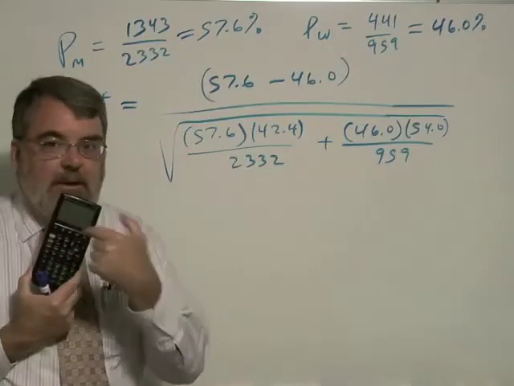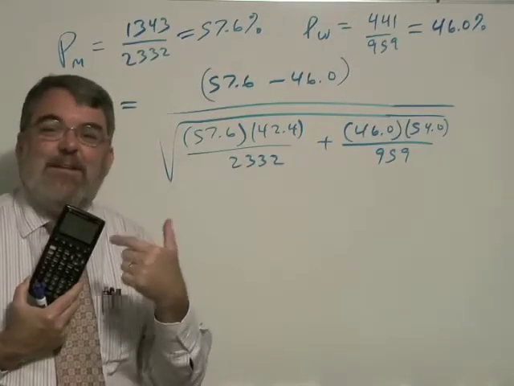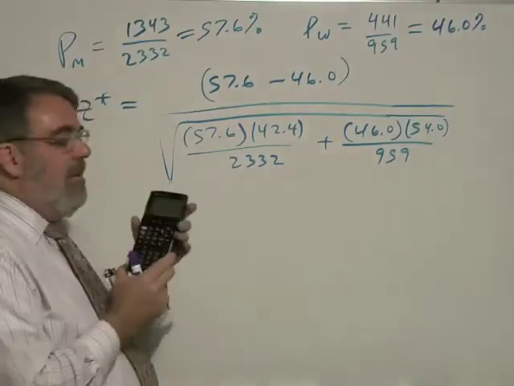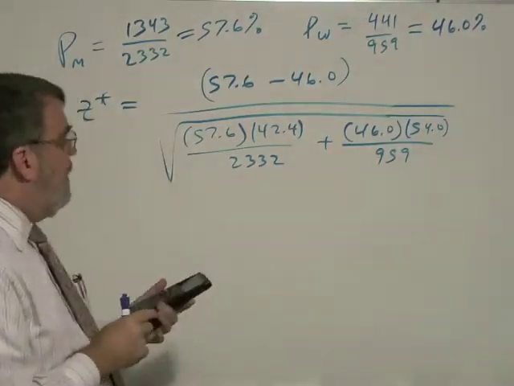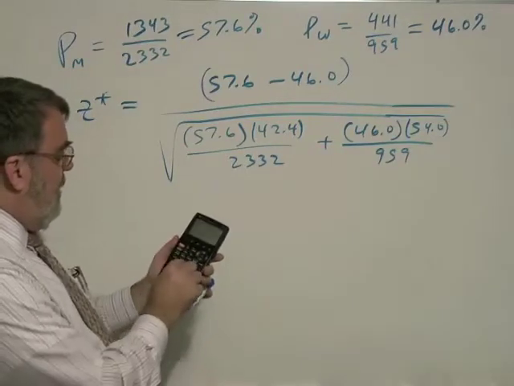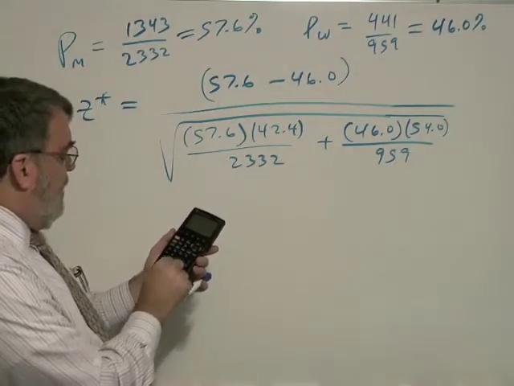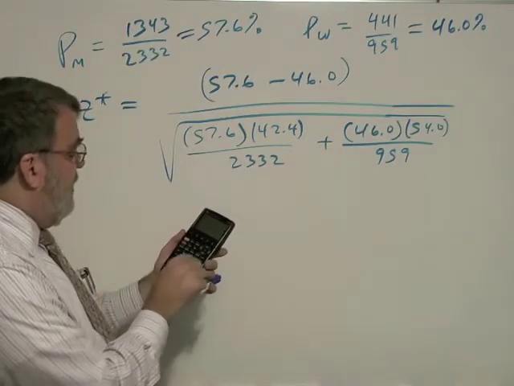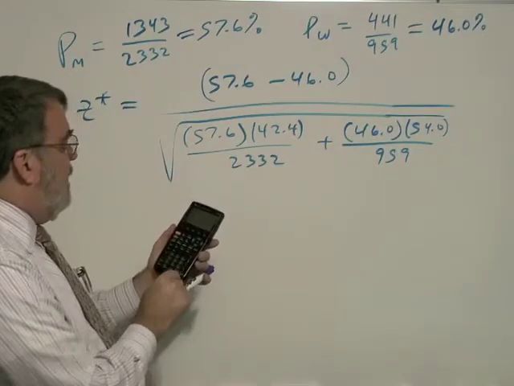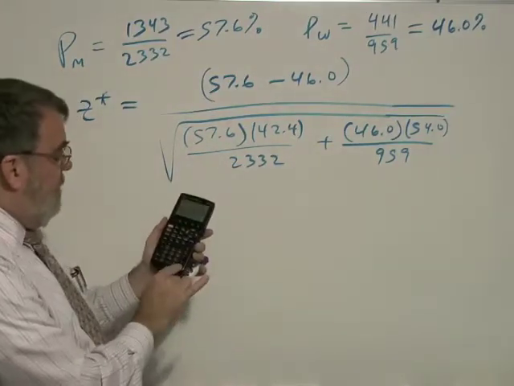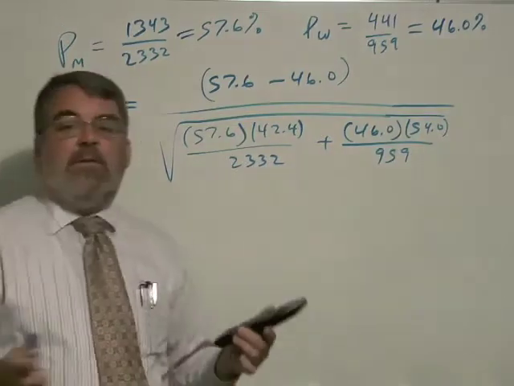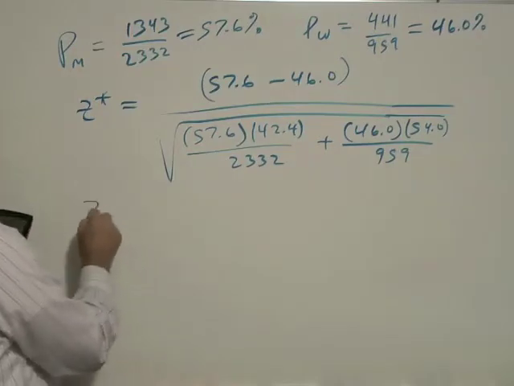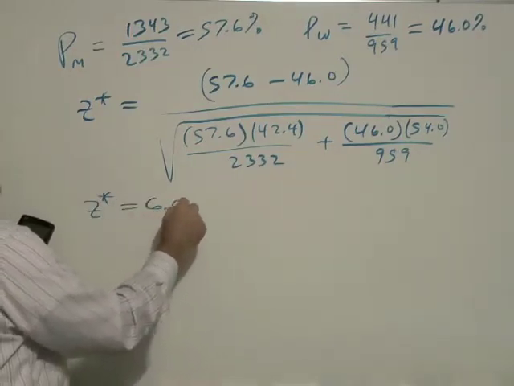Now, I'm keeping all the decimals on my calculator. That keeps the final answer more accurate. I'm not going to round anything off till I get to the end, so I'm using all of my decimals. Now on top, I'm going to enter left parentheses 57.6 minus 46.0, right parentheses, and divide by the answer I got previously, so I use the answer button, hit equal, and I get 6.08. So the most accurate calculation you can do on this z-score is 6.08.